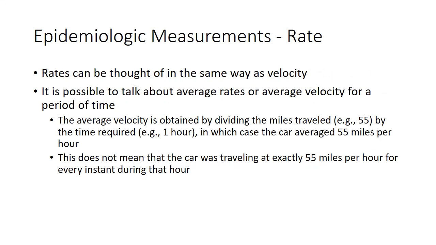And so rates can be thought of in the same way as velocity. It's possible to talk about average rates or average velocity for a period of time. It gives you an idea about the different patterns that we're seeing, especially in that nursing home example. So looking at, say, the average velocity, we can obtain that by dividing the miles traveled, so for instance, if we're using a car example, we're driving 55 miles, by the time required, 1 hour. So we call that 55 miles per hour. It doesn't mean that the car was traveling exactly 55 miles per hour for every instant during the hour, but on average it equaled out to roughly 55 miles per hour.